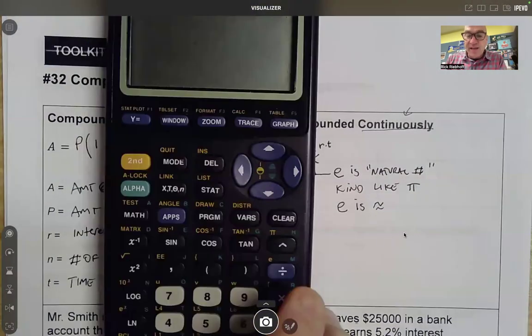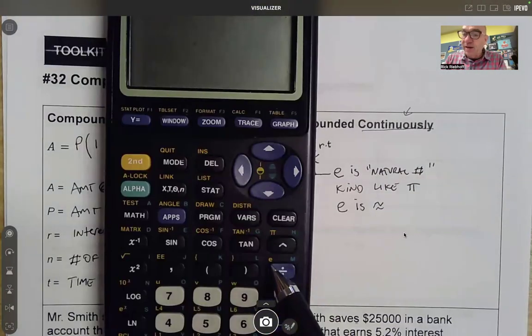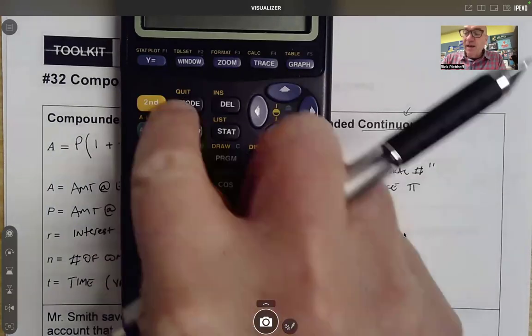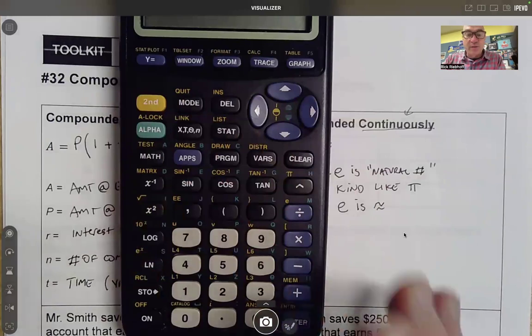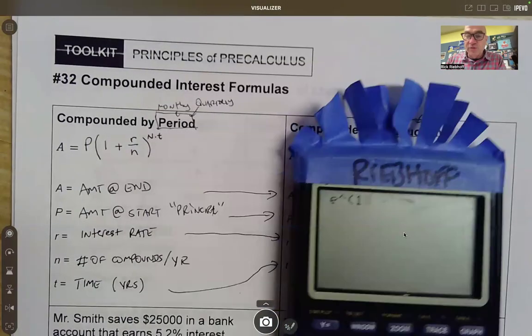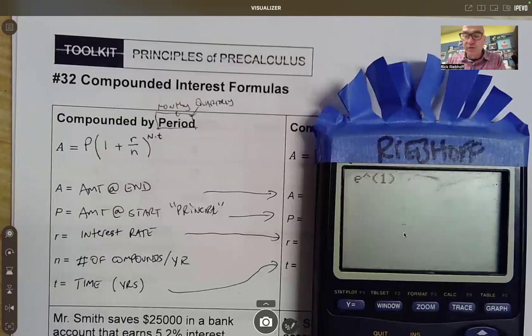Here we go. Two places to find E on your calculator. You see it right there, right? Right above the divide sign. You also see E raised to the power right above the ln sign. I like to do E raised to the power because that's just where I'm used to it. I'm going to raise it to the first power. Anything to the first power is just what? Is just itself, right? 2 to the first is 2. 5 to the first is 5. So we can see what kind of number it is.